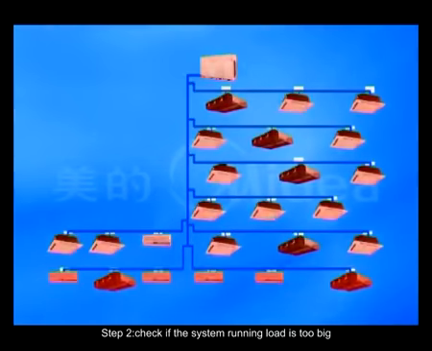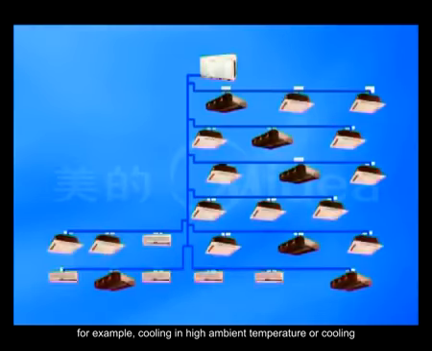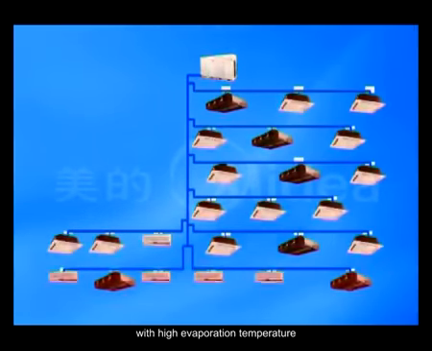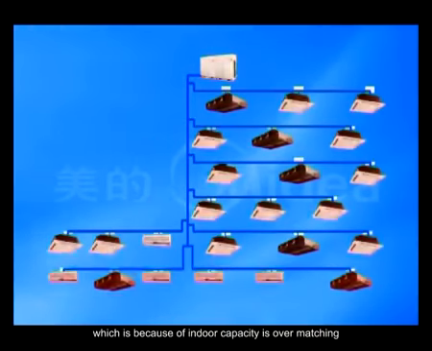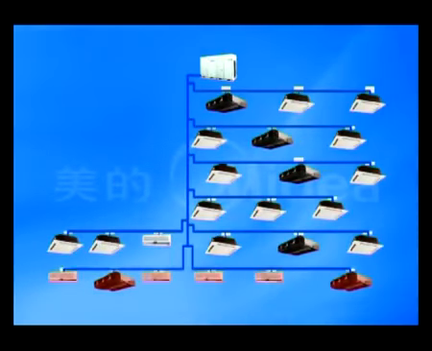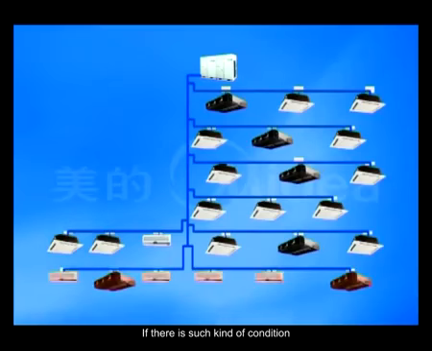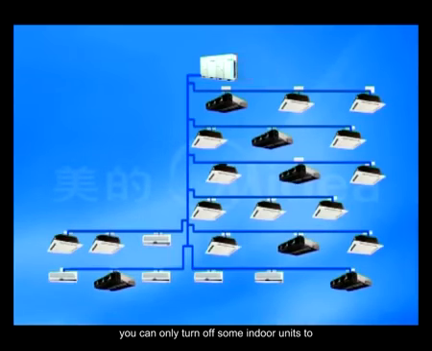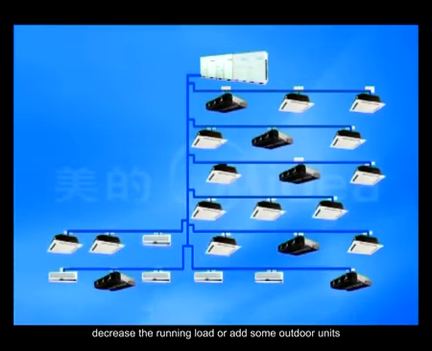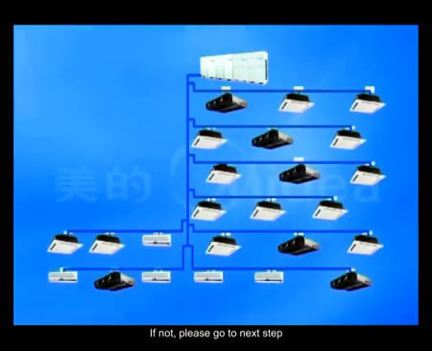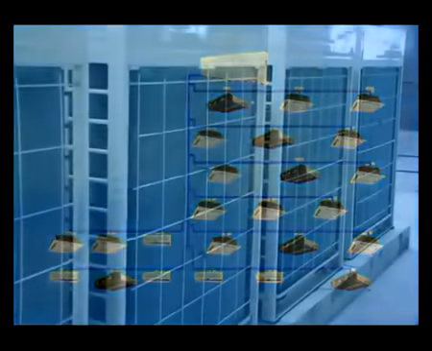Step 2. Check if the system running load is too big. For example, cooling in high ambient temperature or cooling with high evaporate temperature, which is because indoor capacity is overmatching. If there is such kind of condition, you can only turn off some indoor units to decrease the running load or add some outdoor units. If not, please go to the next step.